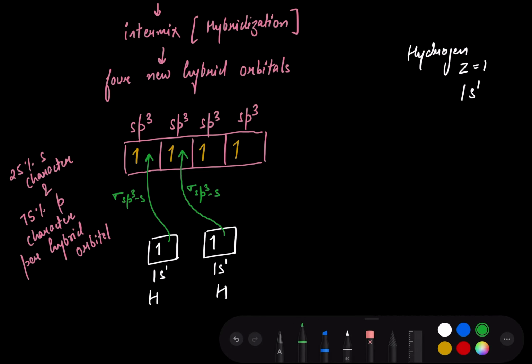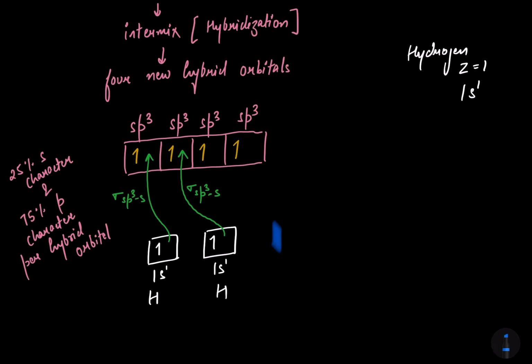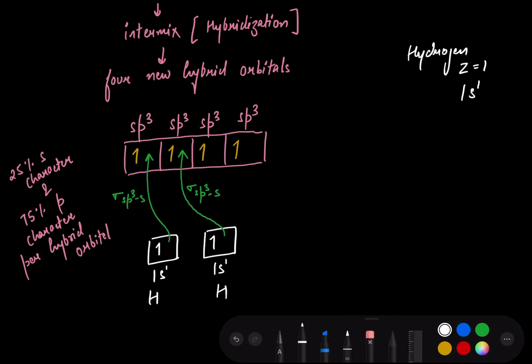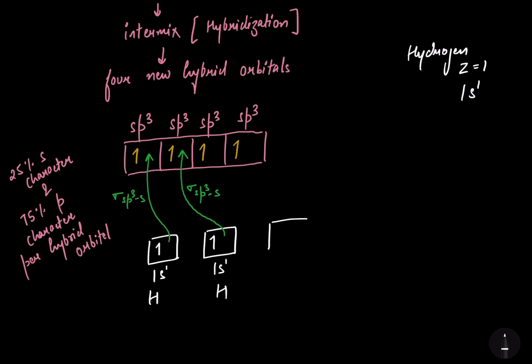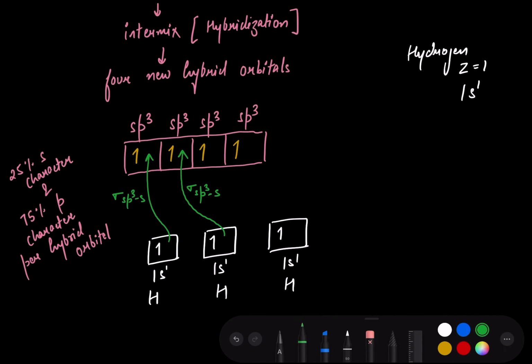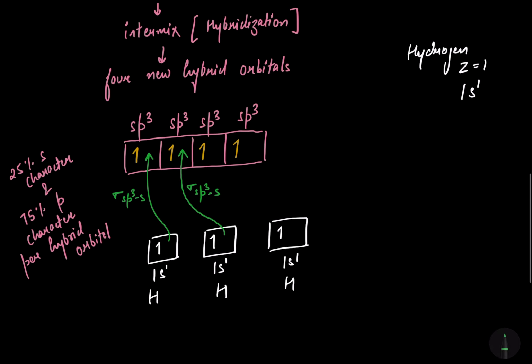Now let's talk about the third hydrogen. That's again 1s1, as the third hydrogen is having one electron. Now again this 1s of hydrogen will have a head-on overlap with the sp3 hybrid orbital of the carbon. So it's a sigma bond that has been formed by the head-on overlap of sp3 hybrid orbital of carbon with the s orbital of the hydrogen.